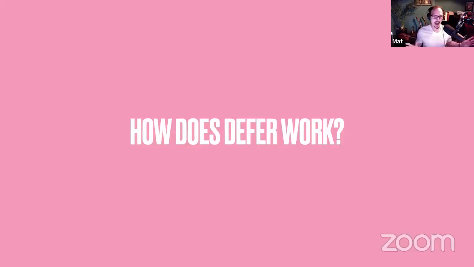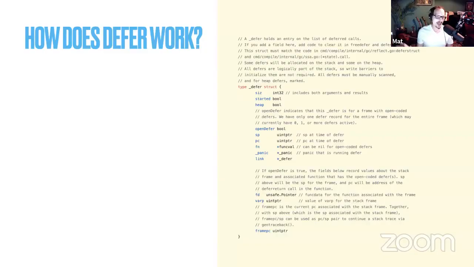Okay, so how does defer actually work? This is really cool. I went poking around. Remember, Go is open source, and Go is written in Go. So we can go and see how it works. And I found this type. This is the little defer structure that gets created every time you defer something. And there's some magic in there.